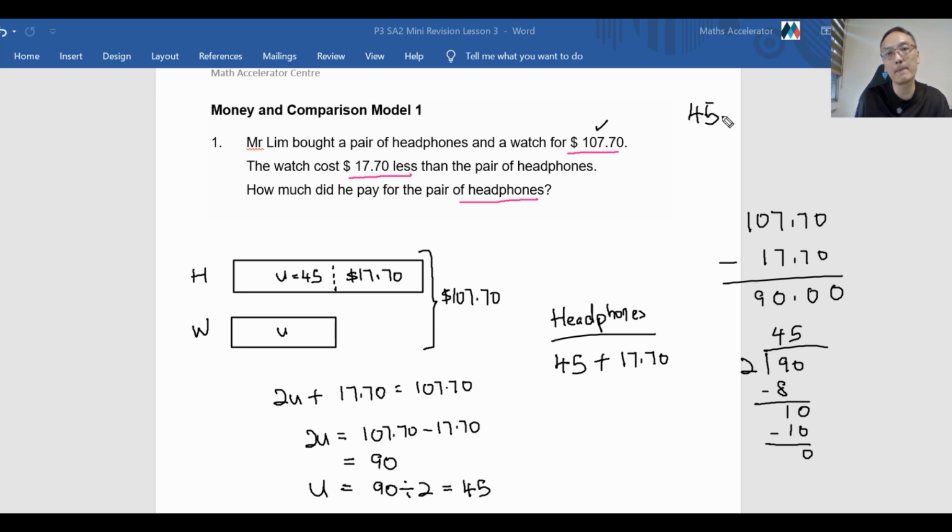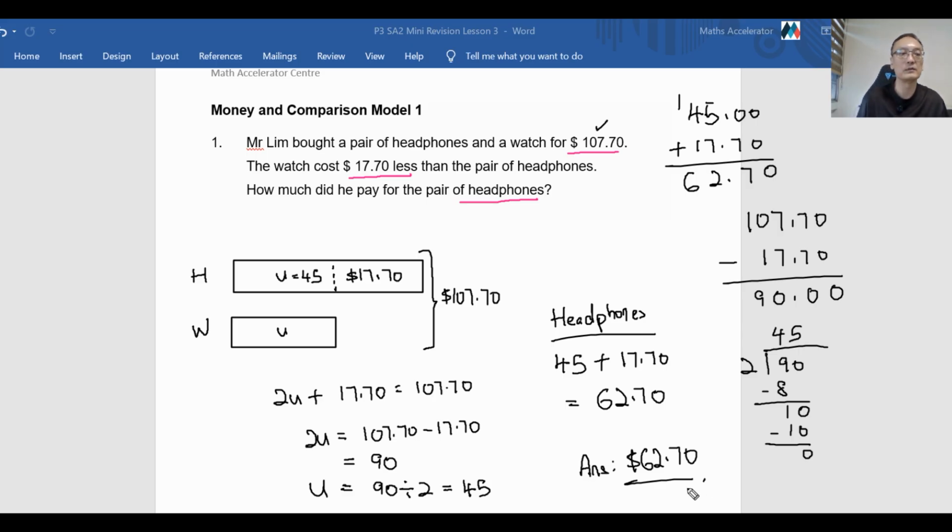45 and $17.70. 5 plus 7 will give us 12, carry 1. 1 plus 4 is 5, 5 plus 1 is 6. So we arrive at $62.70. So now we have found the value, okay, and we know that Mr. Lim has to pay $62.70.